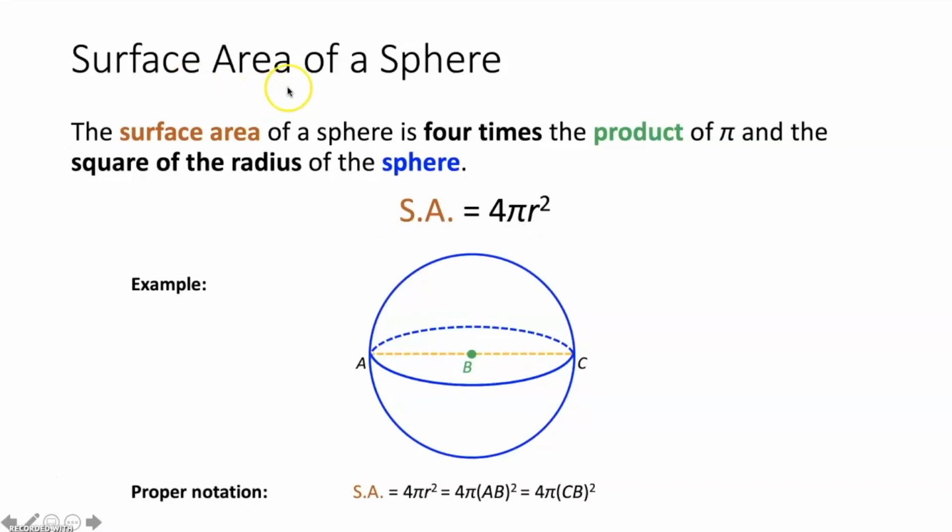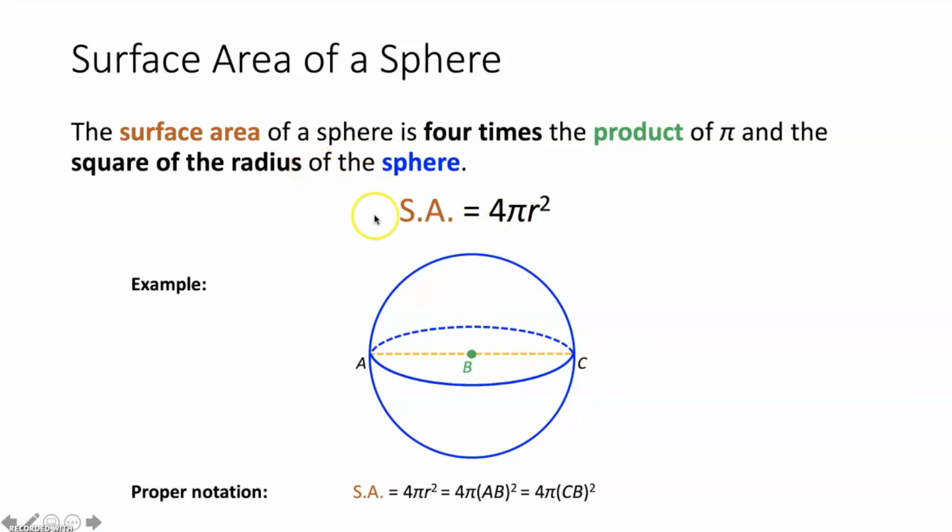Now let's talk about the surface area of a sphere. So the surface area of a sphere is 4 times the product of pi and the square of the radius of the sphere. In other words, surface area is equal to 4 pi r squared. So this is one of the easier formulas you're going to see this chapter. If I want to find the surface area of a sphere, the area of all of the outside of a given sphere, all I have to do is just find the measure of one of the radii. So in this case, I would take the measure of segment AB or the measure of segment CB. If I squared that and multiply it by 4 and pi, that gives me our surface area.